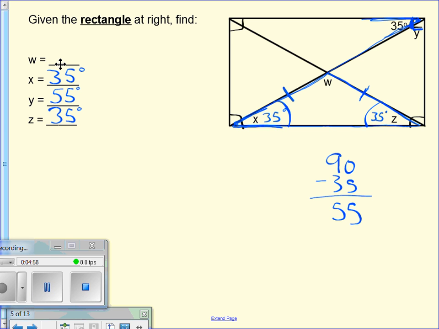35 and 35 gets me 70. That isosceles triangle down there has to add to 180. I get 110 for w. Awesome. There we go. Found all my angles. And that's my rectangle.